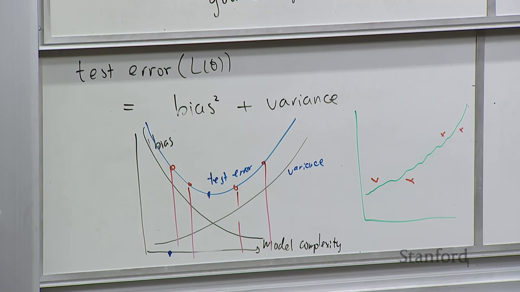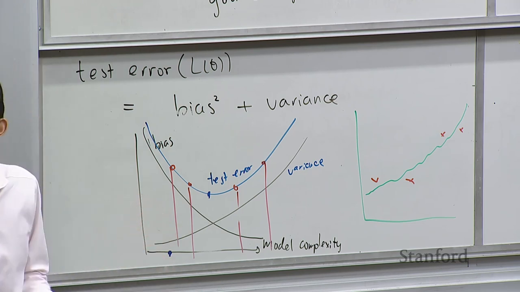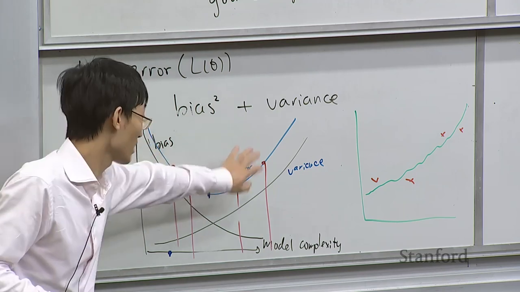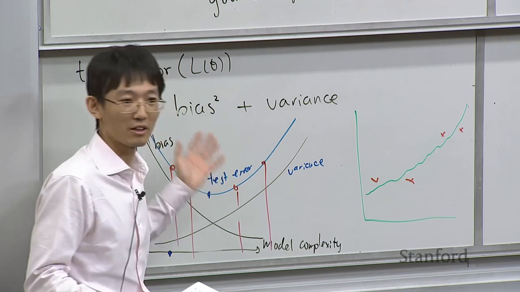So I'm going to spend the next 20 minutes talking about something that is actually challenging this picture. Just for a little more context, this U-curve of test error and bias-variance trade-off has been discovered or analyzed for maybe 40 years or something like that. I'm not a historian, so I don't know exactly when it was first discovered, but this is very classic.